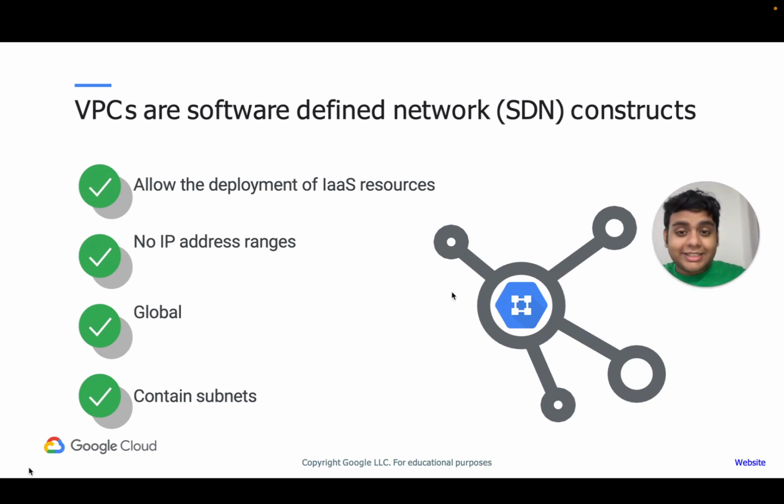These allow the deployment of infrastructure as a service resources. A VPC does not have any IP address ranges of its own. It is global, not only regional, and it contains subnets. What are subnets? Think about them as parts of large networks. If you divide a large network into small subnets, which are regional, you get subnets. We'll understand more about this.